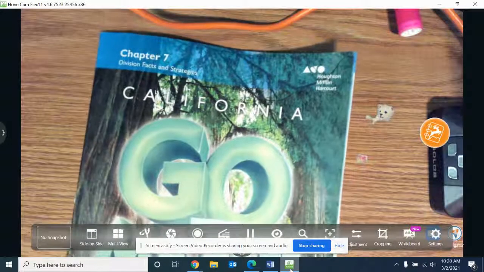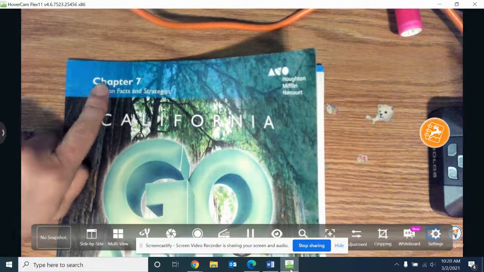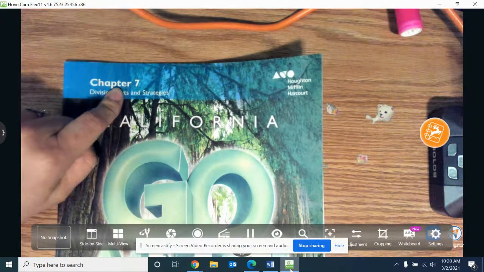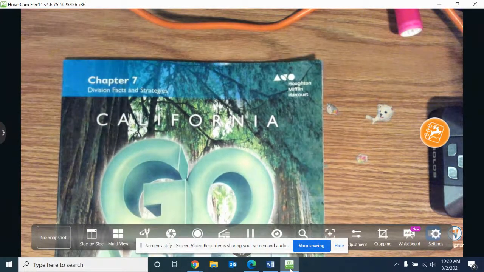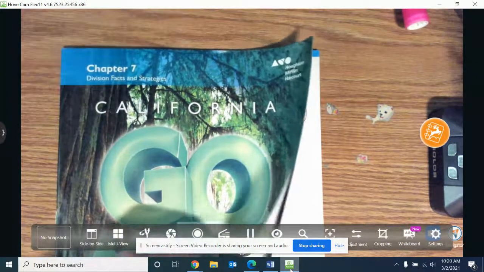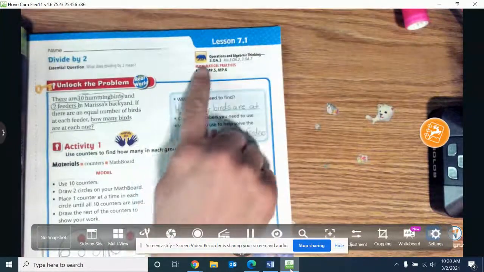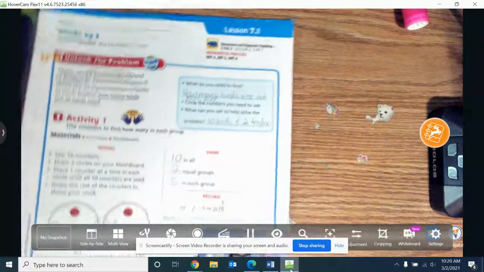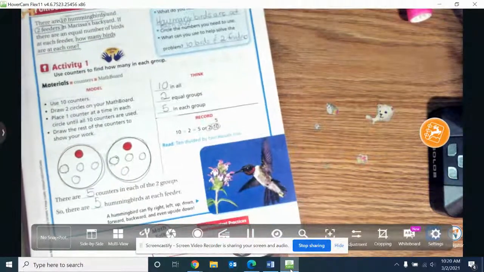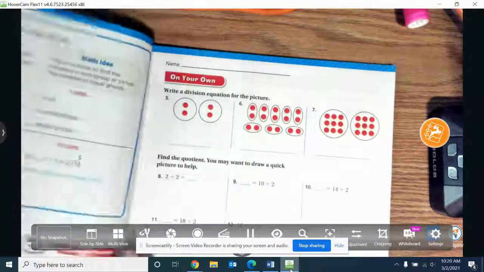All right, here's the math lesson for today. Remember, we are with our new chapter, chapter 7, and math is in English now. We're going to continue where we left off yesterday. So yesterday we did this page, if you remember, lesson 7.1, and that was on page 265. Go ahead and turn your page. We're going to continue with division and writing equations.